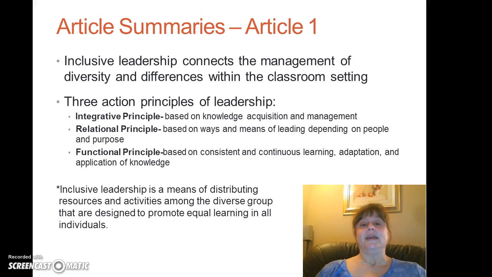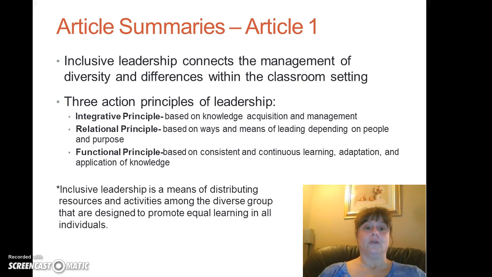Inclusive leadership is known to connect the management of diversity and differences within classroom settings. Three action principles of leadership, according to the article, are the integrative principle, relational principle, and functional principle. The integrative principle discusses how knowledge acquisition and management all play a role in getting started on developing inclusive leadership in your organization.